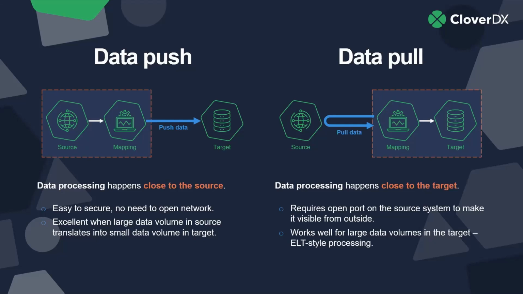Data push is an interesting approach. It means that you locate your data processing, like Clover, near your source. So for example, if your source is on premise, your Clover instance will live on premise. If your source is in cloud, let's say AWS, you install Clover in AWS and load into whatever you need. And you push data out from this instance.